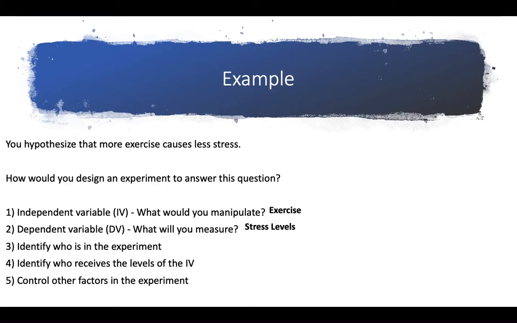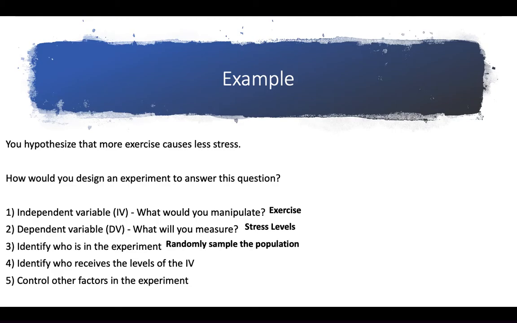Now let's identify who is going to be in the experiment. Well, in this case, we don't really have a hypothesis that is specific to a population. We're just saying that in general, we think exercise causes less stress. So we would randomly sample the entire population.